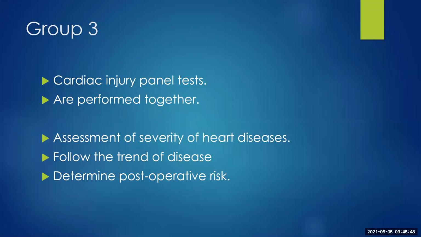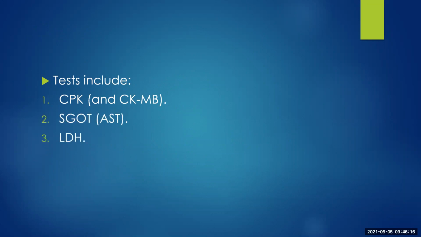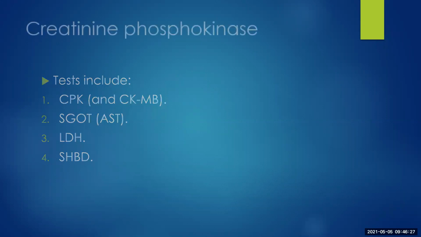So group 3 is a cardiac injury panel test. All the markers here need to be performed together. It helps us to assess severity of heart disease, follow the trend of the disease, determine post-operative risk in the patient. The tests include CPK and an isoenzyme of CPK called CKMB, AST or SGOT, LDH, and SHBD, where LDH and SHBD are very similar. Only difference is the time taken by the SHBD to come back to normal concentration.